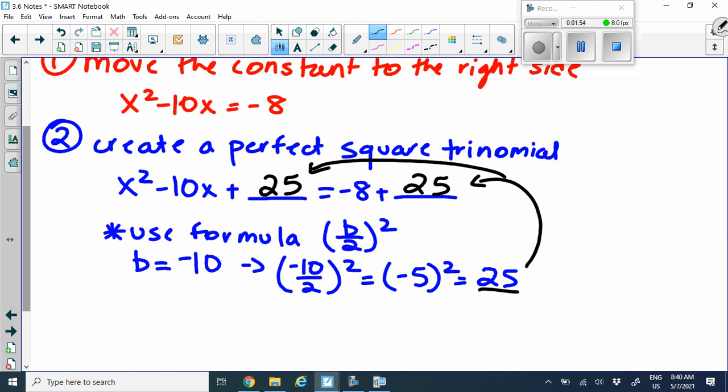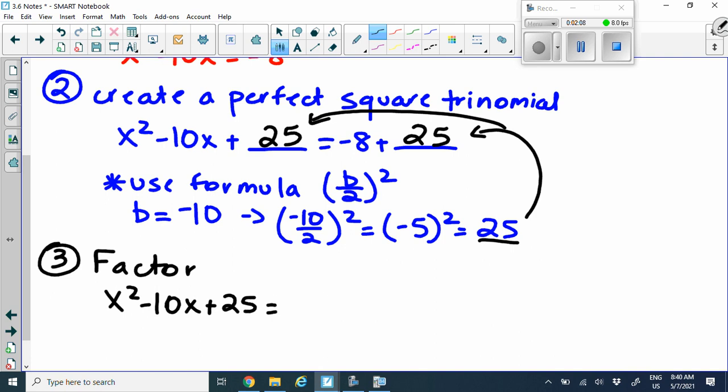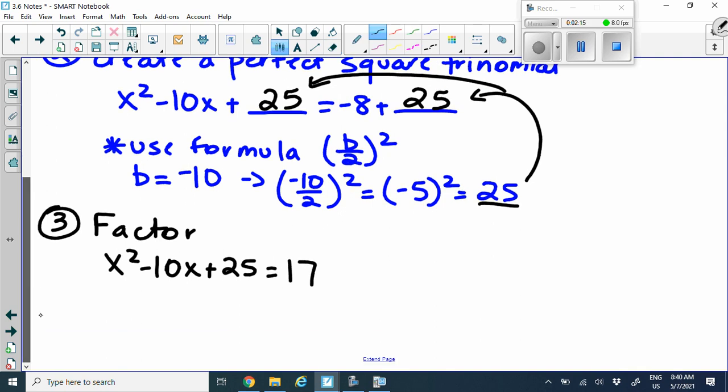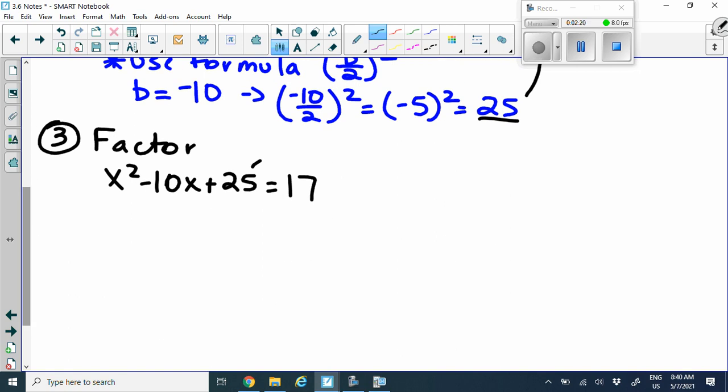Okay. So then after that, we go ahead and we factor. So I have x squared minus 10x plus 25, and I do negative 8 plus 25, I think that gives me 17, not negative 17, regular 17. There we go. Now, let's list out all the numbers that multiply to 25. That's going to be 1 and 25, 5 and 5. Now, which pair, if I added or subtracted them, will get me to a negative 10?